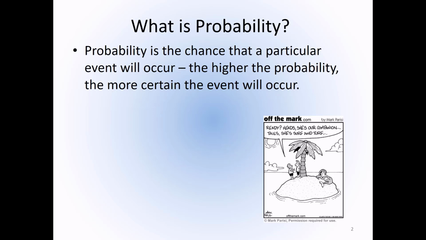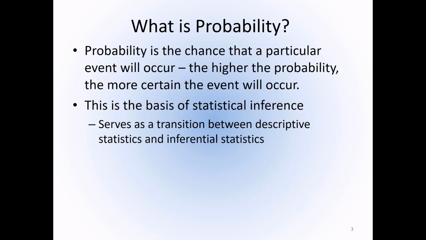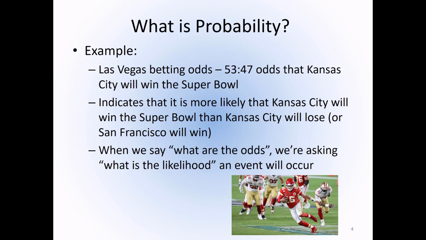It's the chance that a particular event's going to occur. The higher the likelihood that an event will occur, the higher the probability. And probability is the basis of inferential statistics. So prior to this lecture, we've exclusively discussed descriptive statistics, but this is serving as a transition into the realm of statistics where we're beginning to make predictions and to test hypotheses. So let's think about an example.